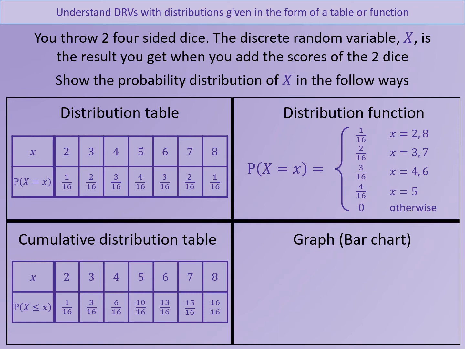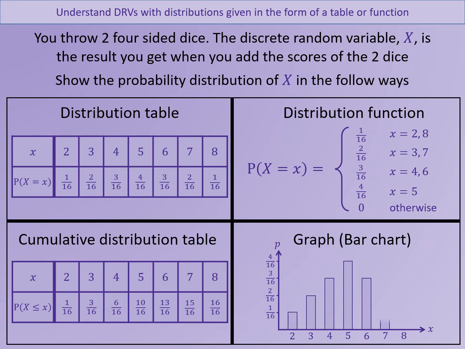And finally, we can display the information in a graph or a bar chart. We put the probabilities up the side, and we choose the x values along the bottom. Now, because this is discrete, we're going to leave gaps between each of the bars. And we just draw the probability of x taking each of those values.